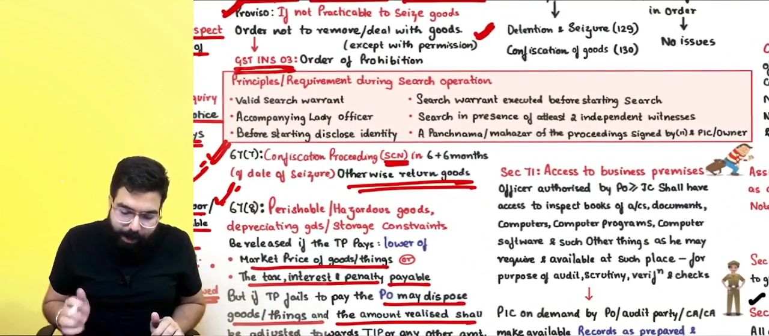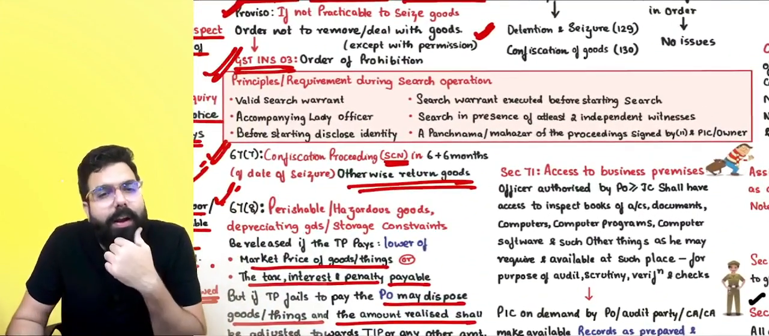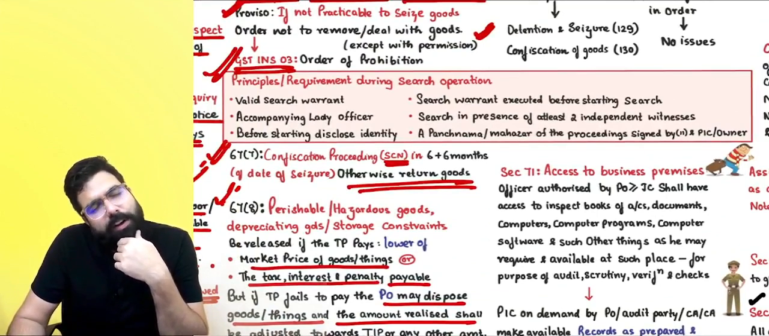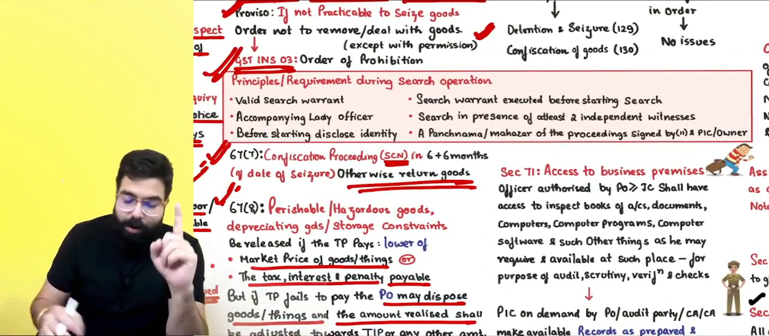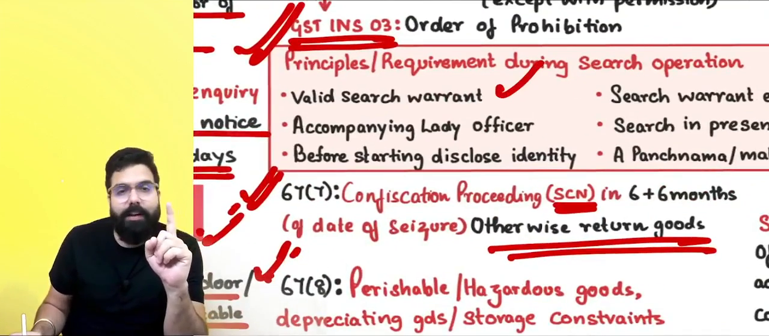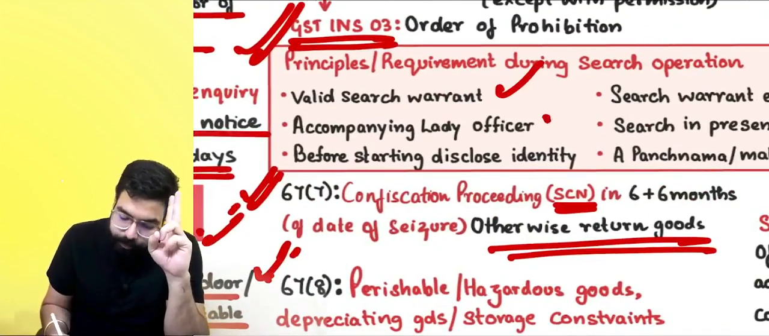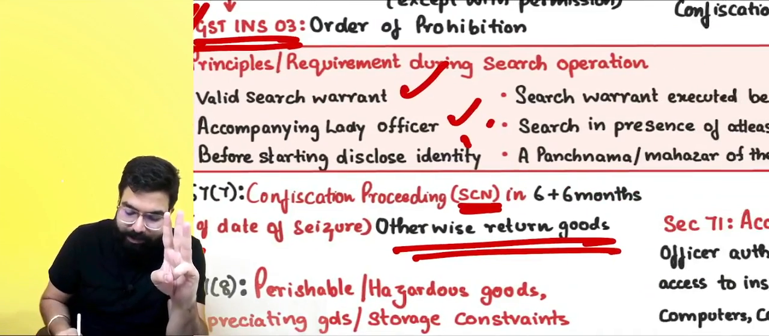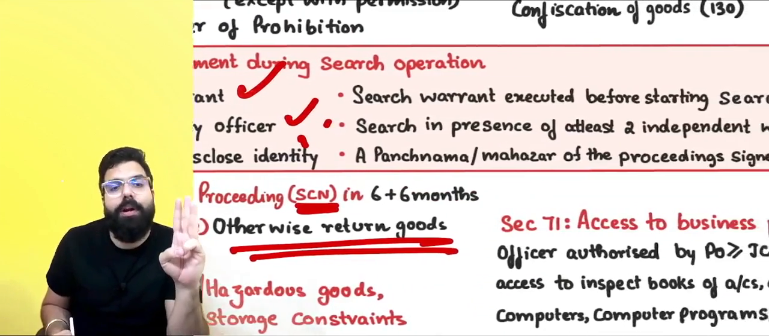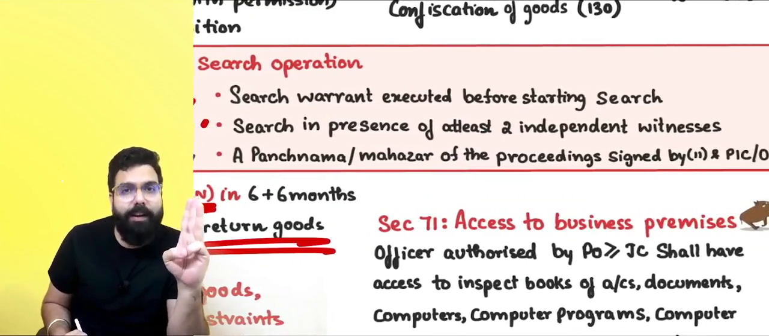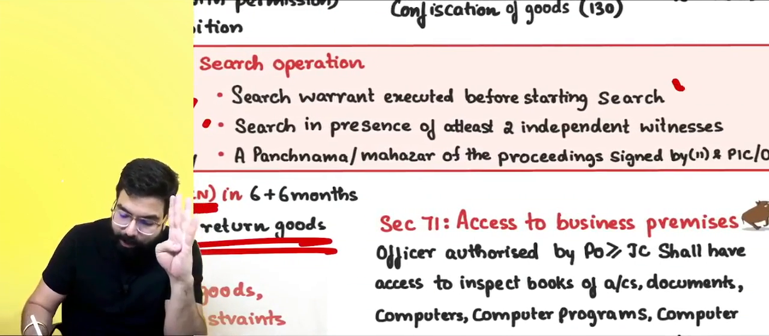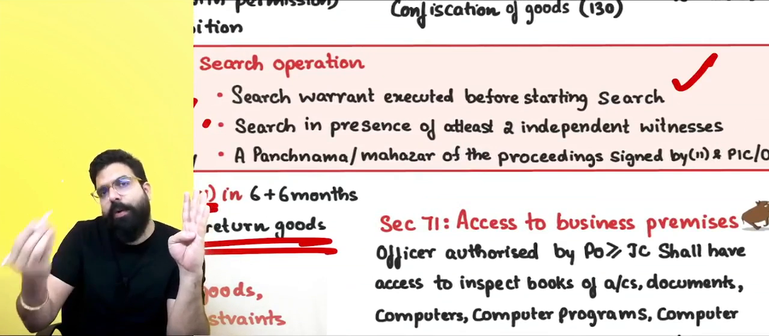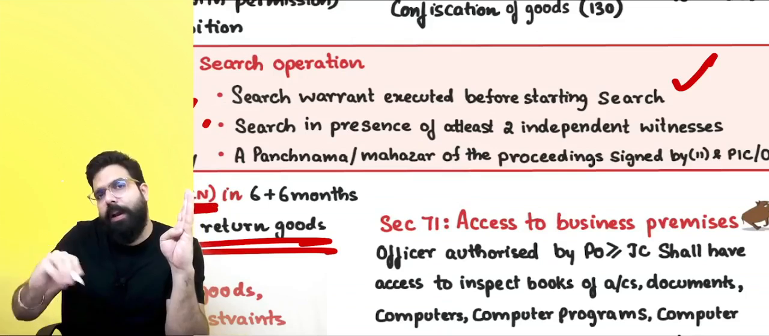Now in your exam, they can ask you a small question: what are the principles or requirements during a search operation? Always remember, first of all, for a search there has to be a valid search warrant. Secondly, an accompanying lady officer has to be there. Thirdly, before they start a search, the officer should disclose their ID cards. Identity should be disclosed. Fourthly, the search warrant should be executed, meaning the person where you are going for the search should sign it.